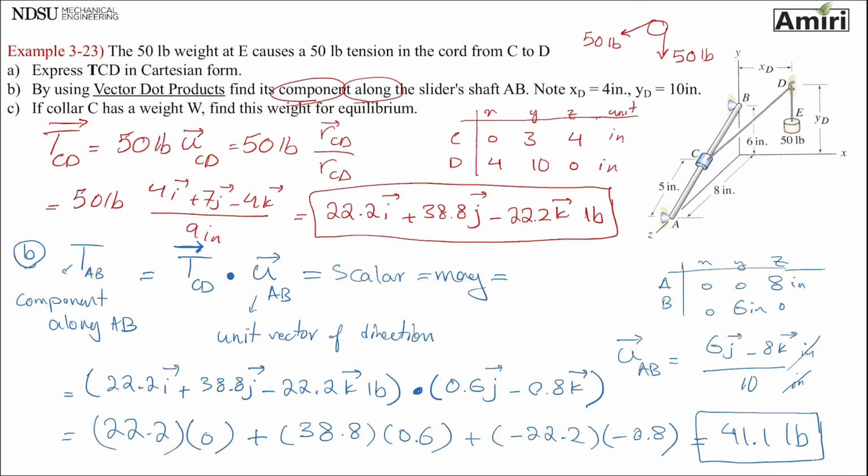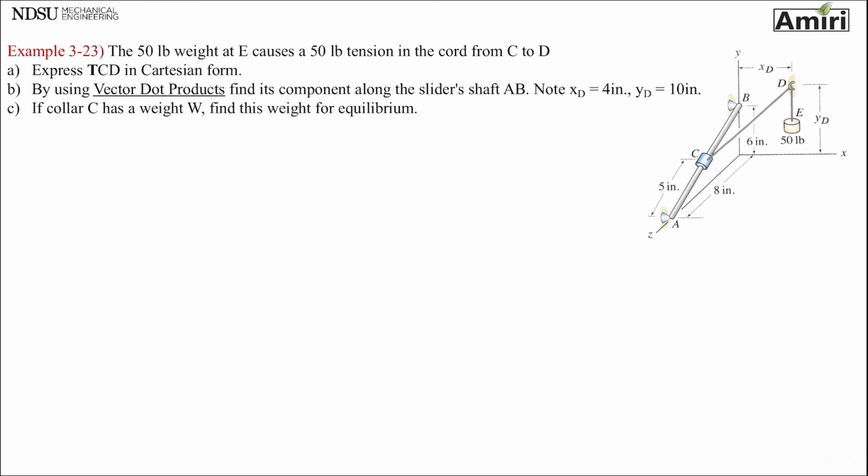Part C now is equilibrium of a particle. If point C has a weight W, find this weight for equilibrium. Okay, step 1 is the FBD of my particle. Which particle would you pick? I would pick point C as my particle.